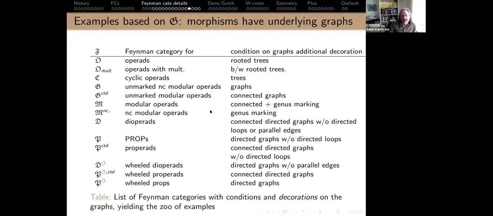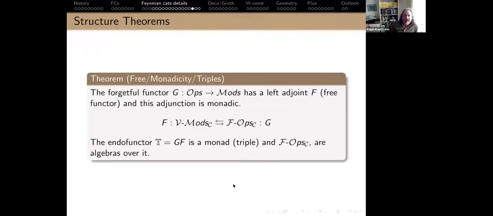So this is, in one of the talks we heard, there's modular operads which have connected plus genus marking. And another nice thing is this genus marking is also for free. It was defined by Getzler and Kapranov, but you get it for free. You can do dioperads, you can do props, you can do proprads, you can do wheeled dioperads, wheeled proprads, wheeled props. So the whole zoo is basically just saying one Feynman category of graphs, add some decorations, and maybe restrict. And so then I had these 4 things that I wanted to get done.